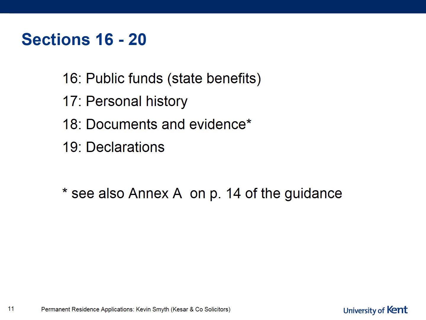Section 17 relates to criminal convictions and other issues relating to character. Again, you must answer these truthfully. Unlike applications for naturalisation and various applications under the immigration rules, criminal convictions often do not preclude permanent residence. If you are in doubt, you may wish to seek independent qualified advice.